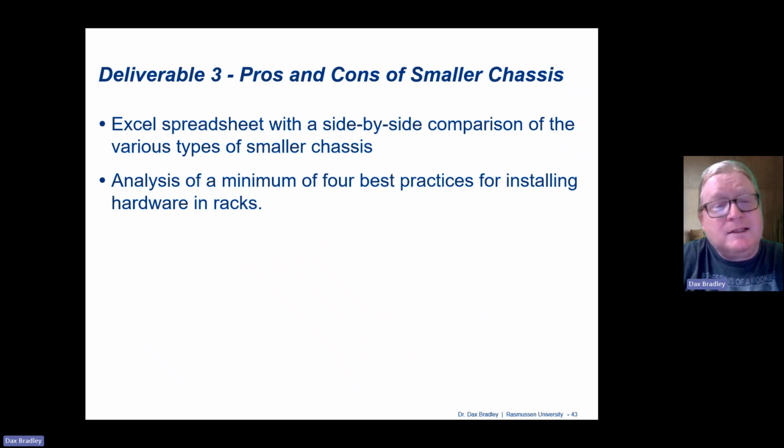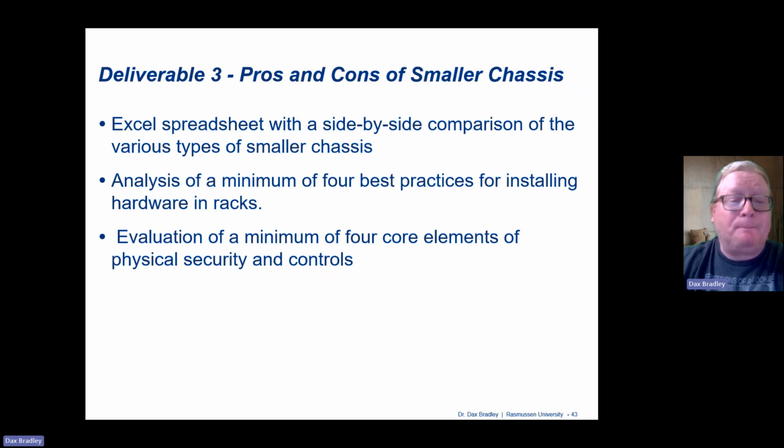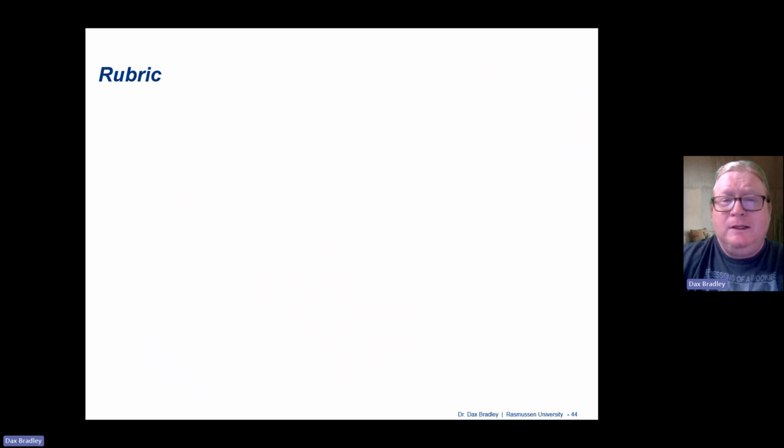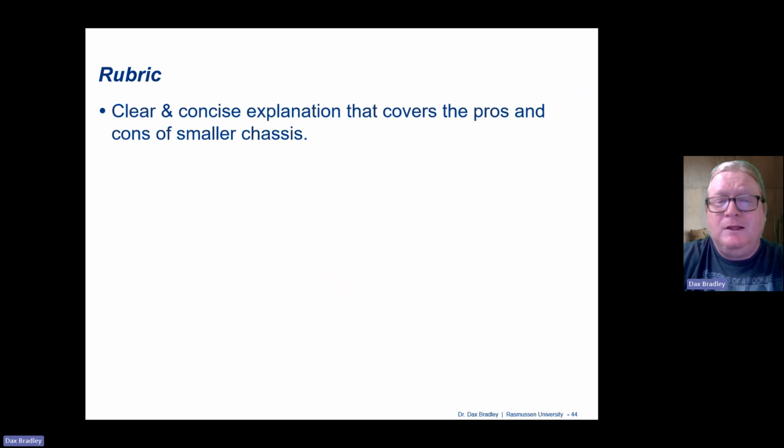You'll provide analysis of a minimum of 4 best practices for installing hardware in racks. We've talked about some of them tonight, so you can use that as a resource if you like. Provide an evaluation of a minimum of 4 core elements of physical security and controls, and a minimum of 4 best practices for installing hardware in racks. It sounds like a lot, but let's take a look at the rubric, and that'll tell you exactly what you're going to be graded on.